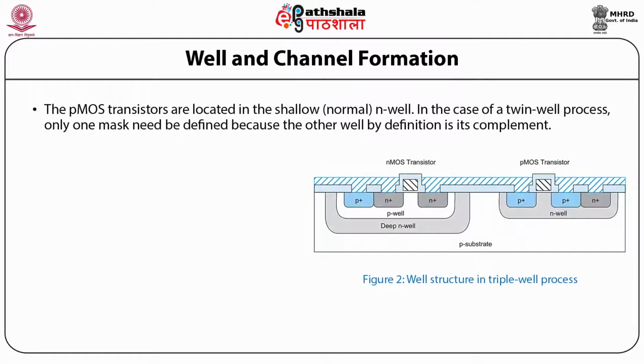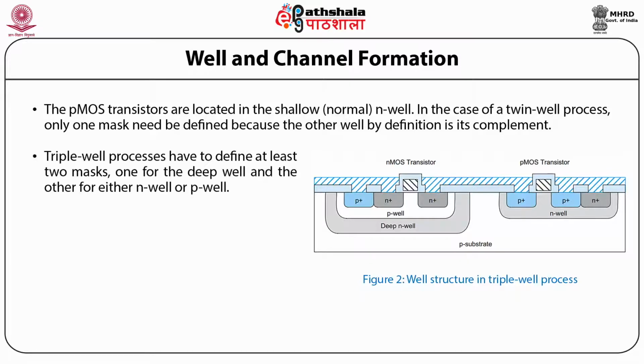The PMOS transistors are located in the shallow N well. So in the case of twin well process, only one mask needs to be defined because the other well by definition is its complement. Triple well processes have to define at least two masks, one for the deep well and the other for either the N well or P well.